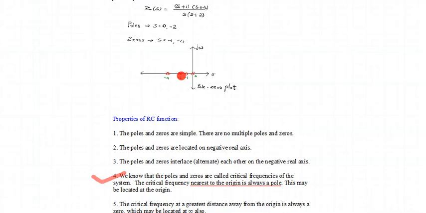And the most important property of RC function is that it is always the pole which is closer to the origin. Zeros are away from the origin, poles are closer to the origin, right? So these are some important characteristics of RC function. With these characteristics, we can easily identify whether the given function is an RC function or an RL or an LC.